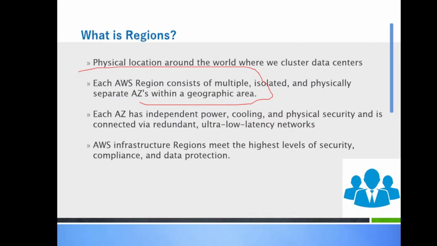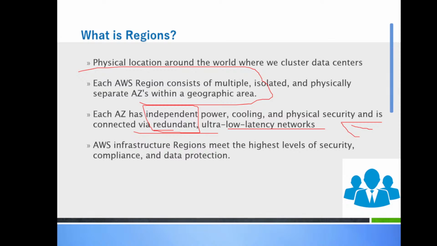Each AZ has an independent power supply, cooling area, physical security, and is connected via redundant ultra low latency network. Redundant means backup, or in general means resilient, or you can say having the possibility of multiple backups. So basically there should be a highly available network. AWS infrastructure regions meet a high level of security, compliance, and data protection.